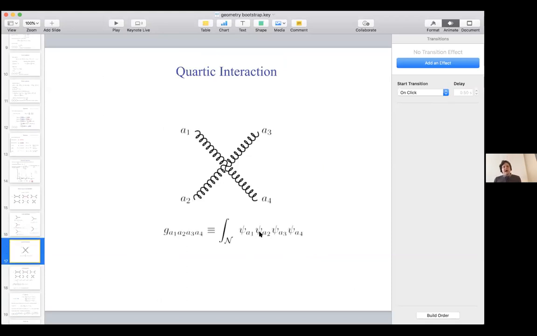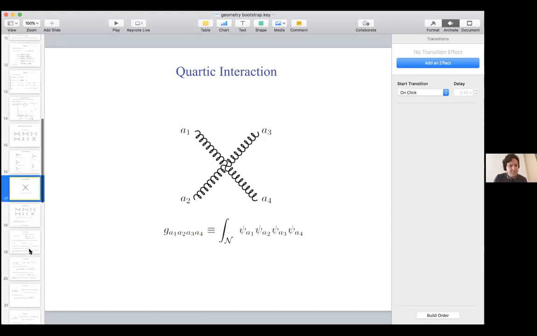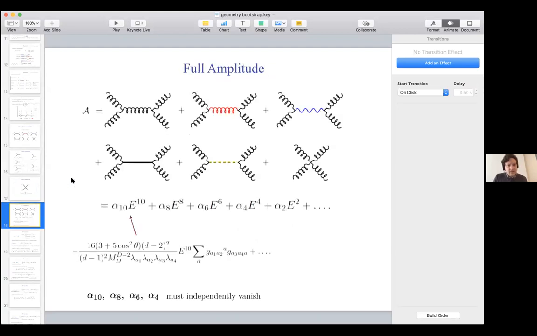We also need the quartic contact interaction, which is going to be proportional to a quadruple overlap integral of four of these scalar eigenfunctions. Okay, so now we have everything we need to just compute this amplitude. So when we compute it, we're going to get some expression that has powers of energy going all the way up to energy to the 10th. That's the naive behavior that you'd expect for a massive graviton, with some coefficients out front.